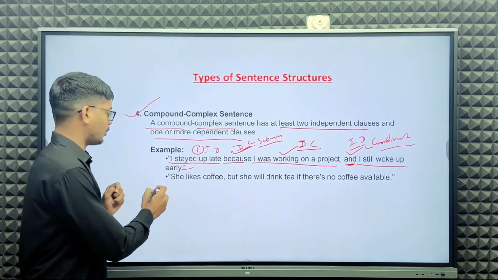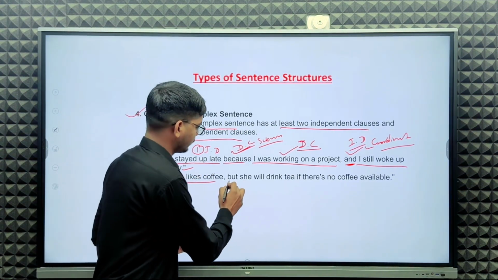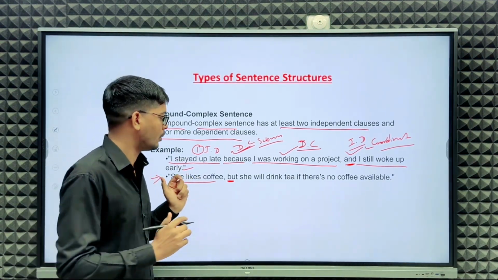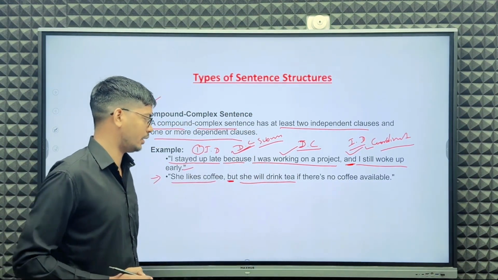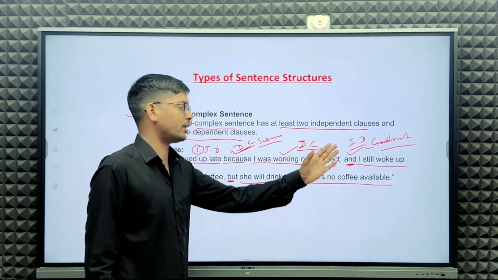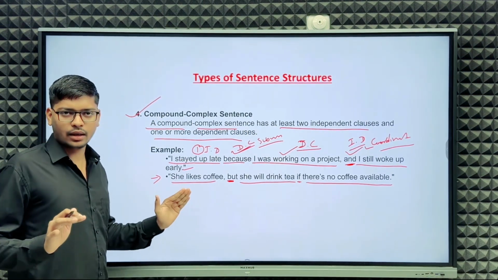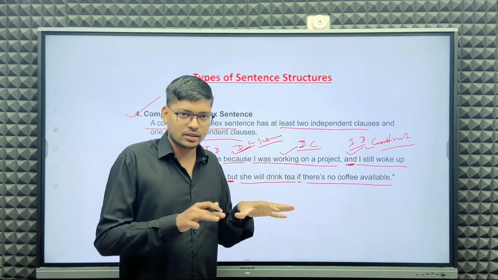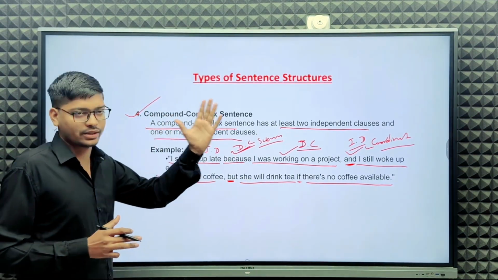Okay, next example: she likes coffee, but she will drink tea if there is no coffee available. But is a coordinating conjunction. So there are multiple independent clauses and a dependent clause. So we can say this is a compound-complex sentence type.